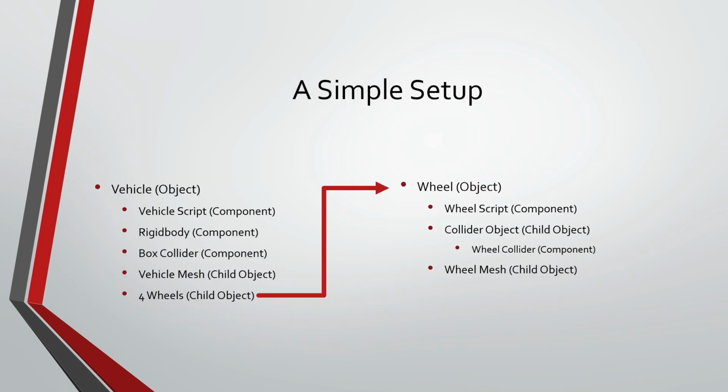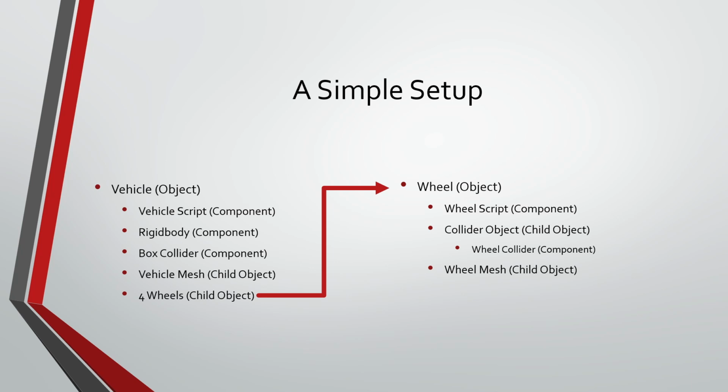So a simple setup. Here's how my demos have been set up so far. I have a vehicle object, and that vehicle object has a script for the vehicle. It has a rigid body component. It has a box collider component. It has a vehicle mesh as a child object, and then it has 4 wheels as child objects. So we also have 4 wheel objects.